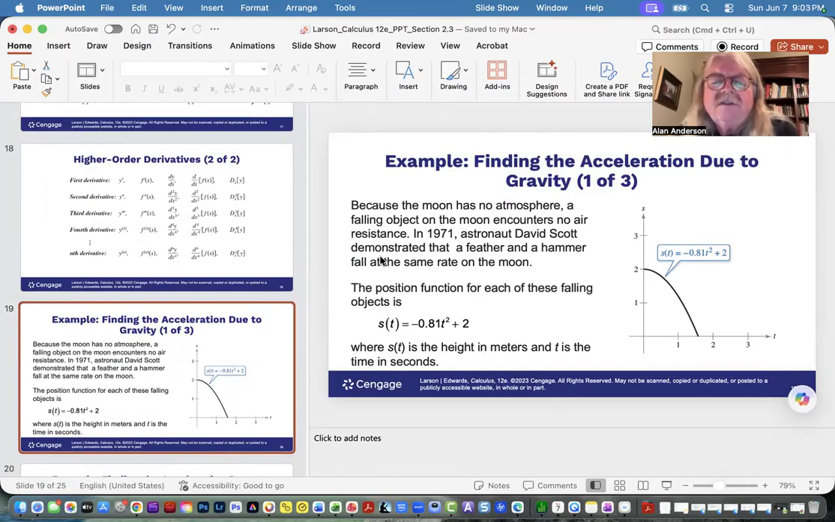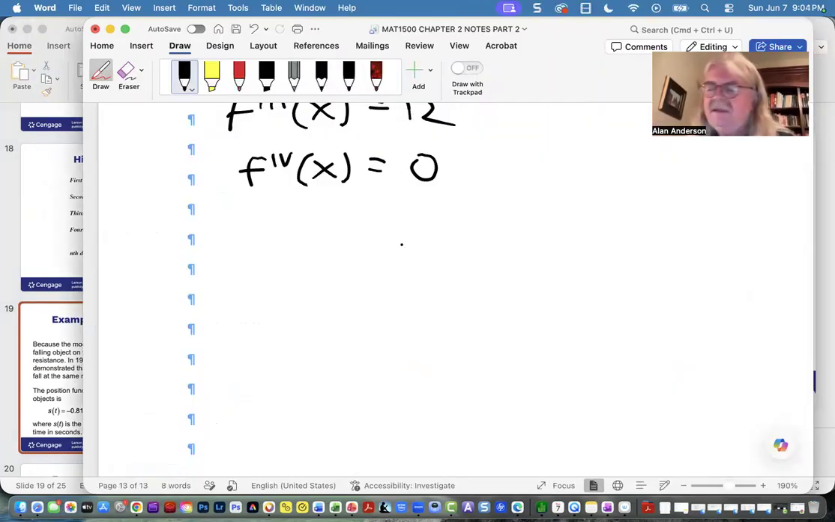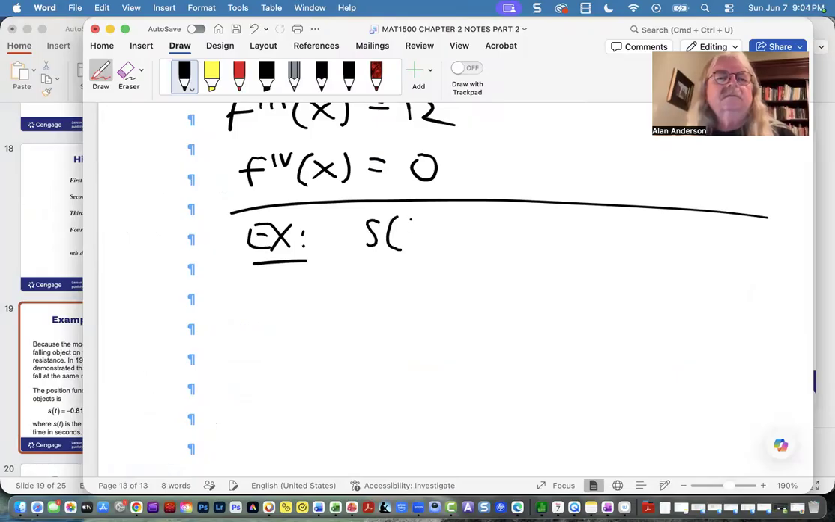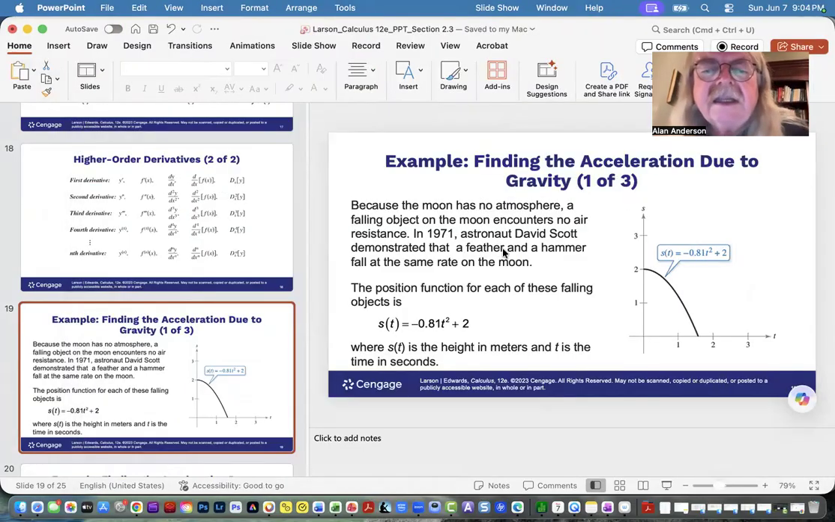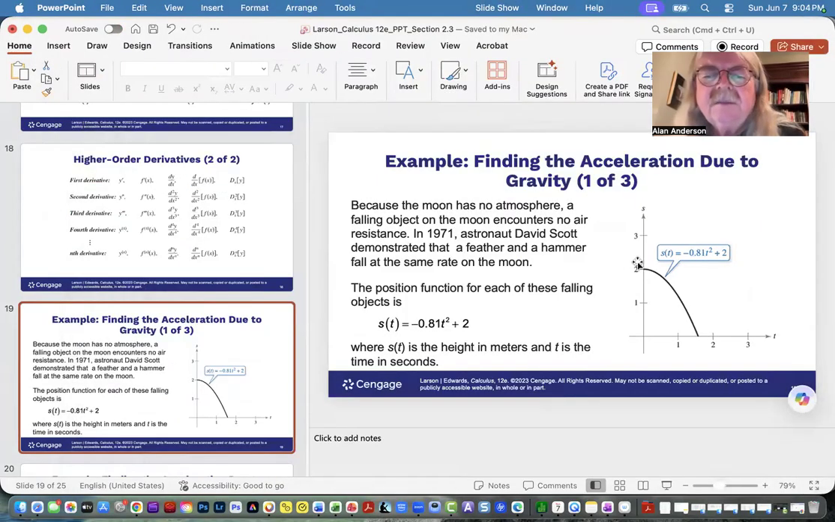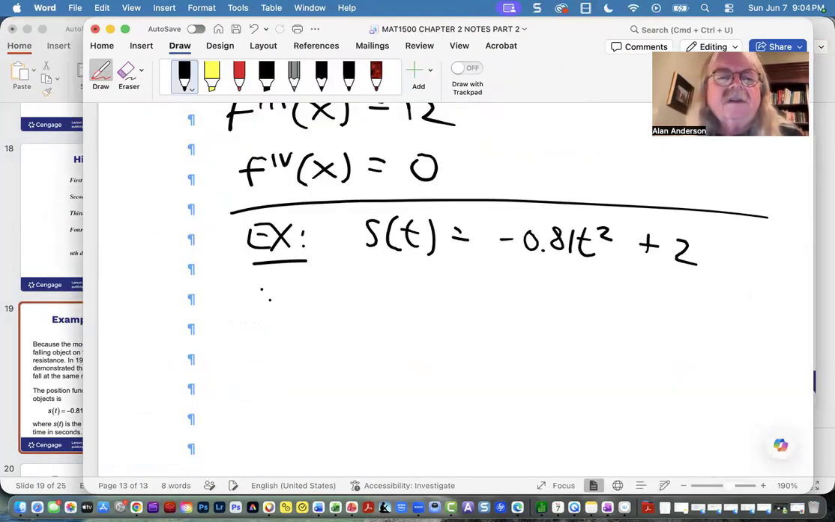Yeah, so here's a physics example. Oh, let's run with this. This is that position function that we saw earlier, the position of a particle or a moving object. s of t is negative 0.81 t squared plus 2. So the velocity, as we saw a little while ago, is s prime of t.